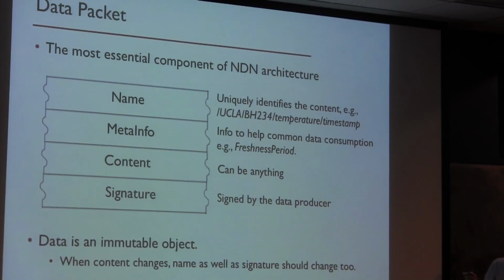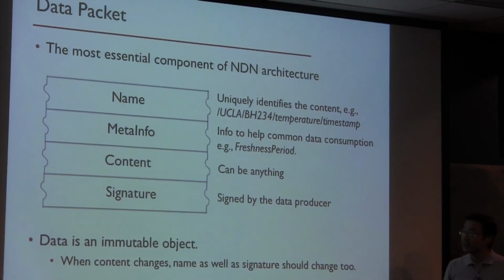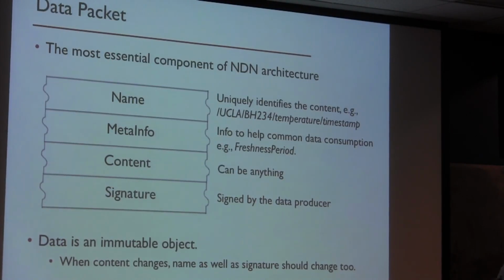And in NDN, we say your name should always reflect this temporal evolution of your content. When the content changes, the name changes, as well as the signature, and you get a new object. So in this sense, we call it an immutable object, and therefore you can uniquely name all the data this whole world has ever produced and be able to say, oh, I want this particular piece. So this is the data packet, without anything network specific, just the data packet.